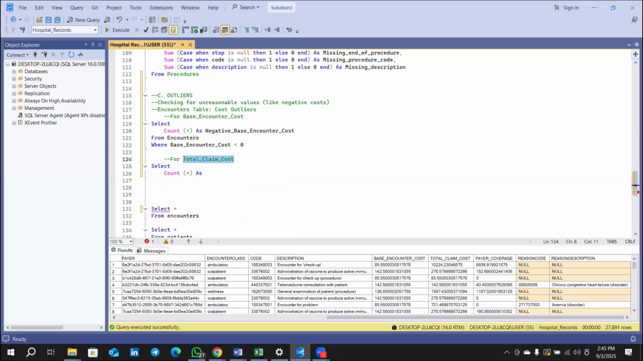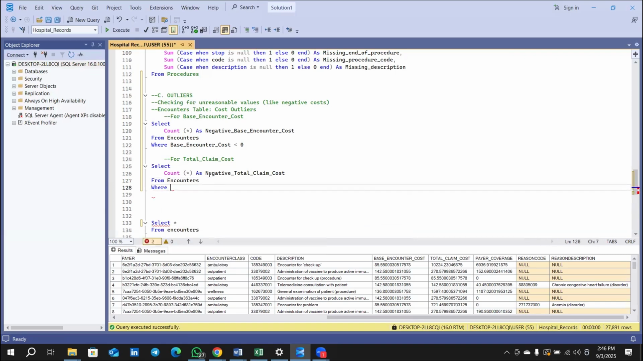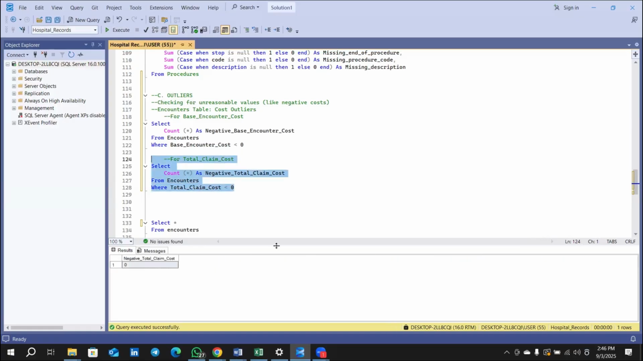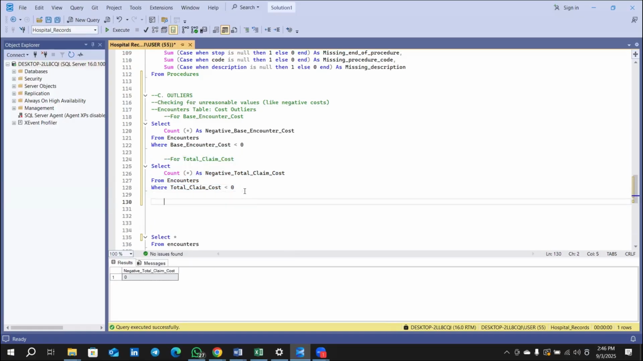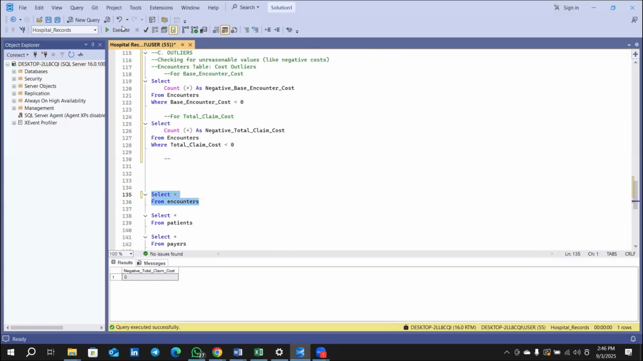There is no outlier, so I'm good to go with that column. Now I'm checking for total claim costs. Also, I'm using select count star as negative total claim cost from the encounter table, and now I'm using my where clause to check where the total claim cost is less than 0, because if we have anything like that, then it's an error. From what we have here, we have 0. So that particular column is good to go.